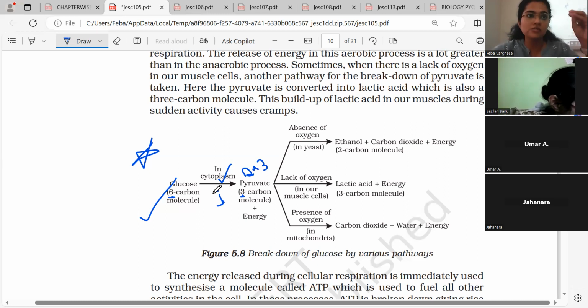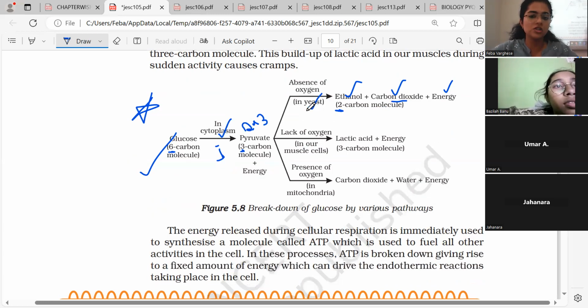Now, the fate of pyruvate is going to be different in different organisms based on whether it is aerobic or anaerobic respiration. If it's anaerobic respiration, that means in the case of yeast cells, which are the products? Yes, ethanol, carbon dioxide, and energy. Ethanol is a 2-carbon molecule, and there's one more carbon that becomes carbon dioxide, and then energy is liberated. That's in the absence of oxygen in yeast cells. Now, in the presence of oxygen in human beings, in mitochondria, what happens? Pyruvate is broken down to carbon dioxide, water, and energy. Remember this: carbon dioxide, water, and energy.